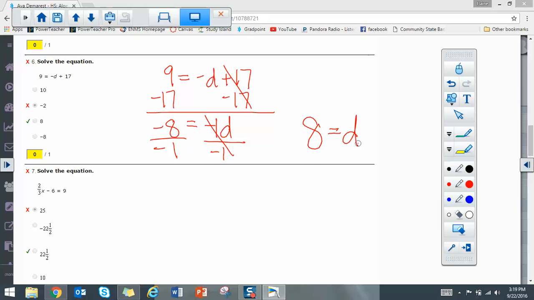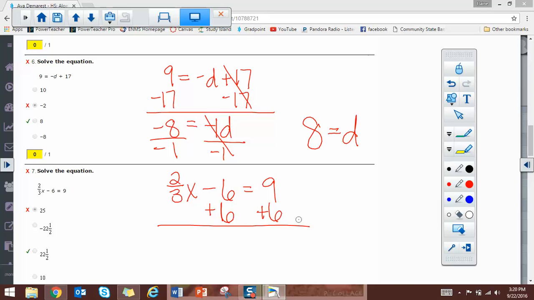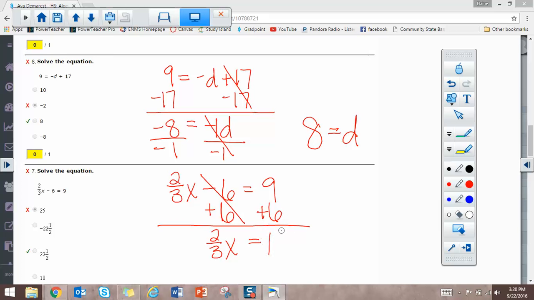Number 7, with 2/3 x minus 6 equals 9. So the first thing we want to do is add 6 to both sides. We always get rid of addition and subtraction first. We always do the opposite of what we see. So that leaves us 2/3 x equals 15.